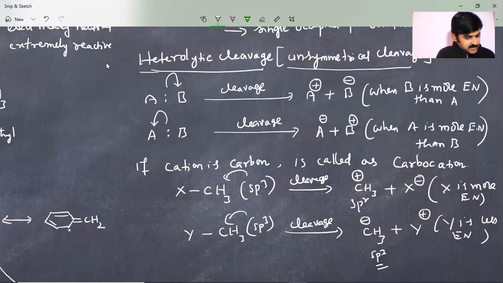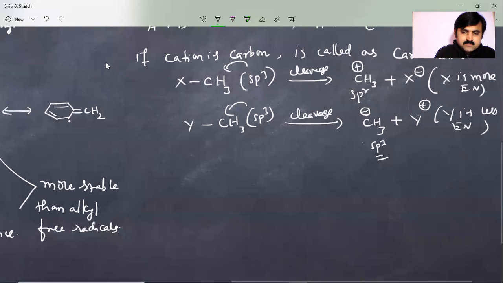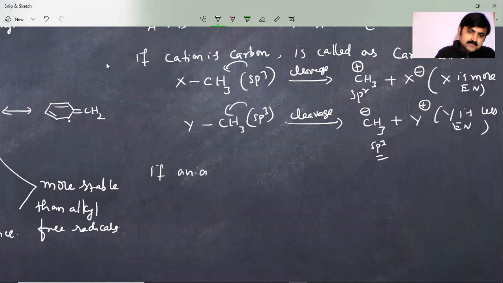One of the best things here is that among reaction intermediates in the homolytic case, we have told of carbocations, and carbanions will be studied separately. I'll be giving the information on that separately in later studies. But now I can say one thing: in the case of carbanions, if the anion is carbon, that is called a carbanion.